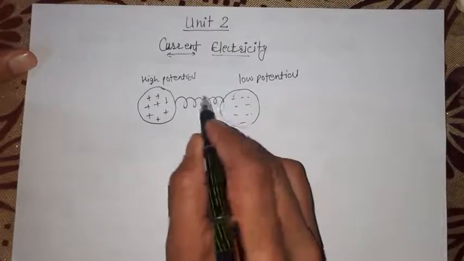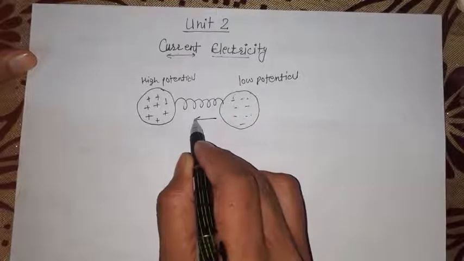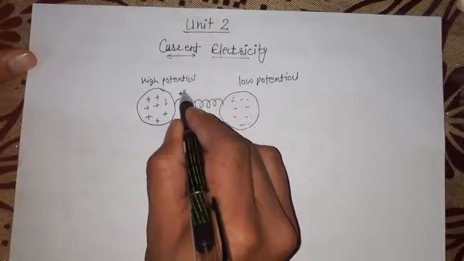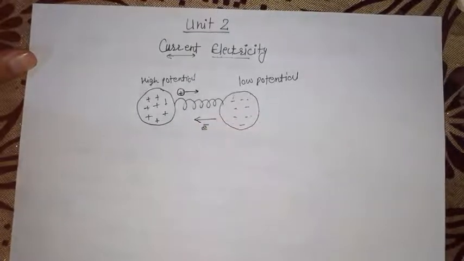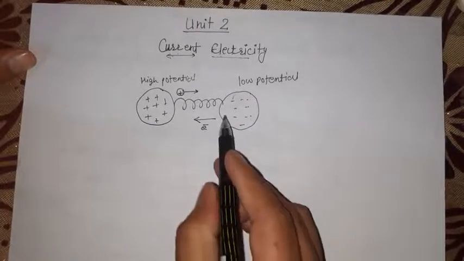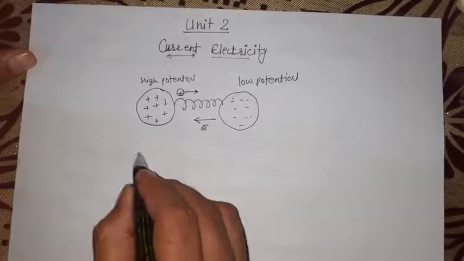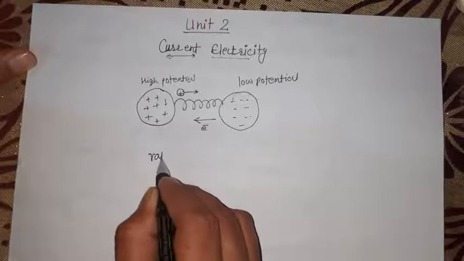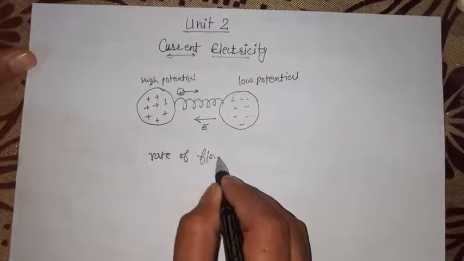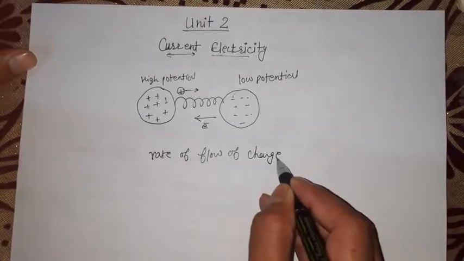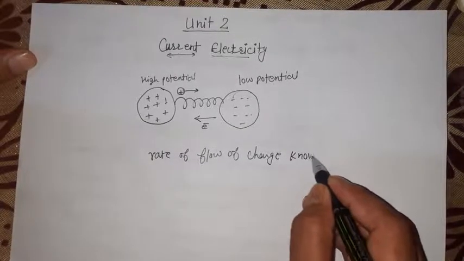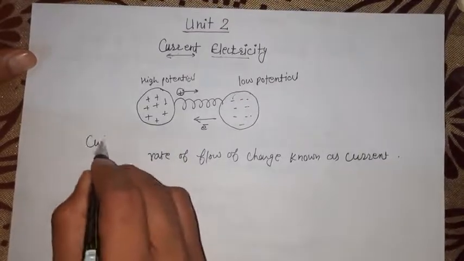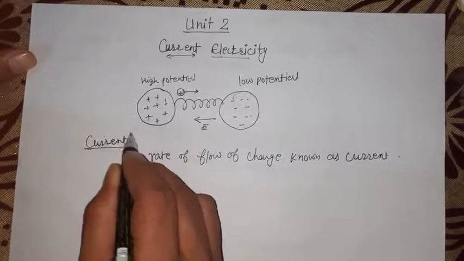What happens is that electrons start to move from low to high potential, and positive charge is supposed to move from high to low potential. So there is a flow of charges. Therefore this rate of flow of charge is known as current. So current is the rate of flow of charge.